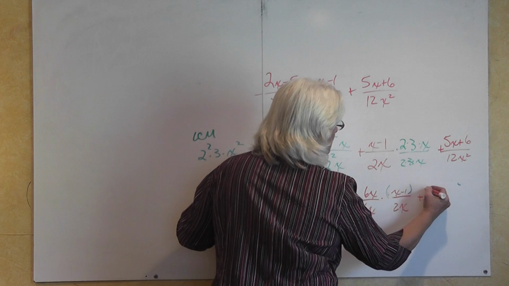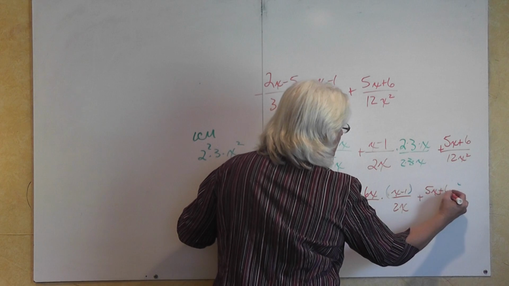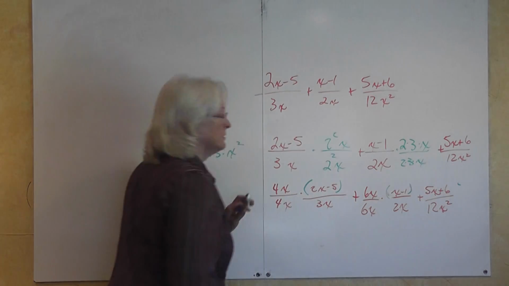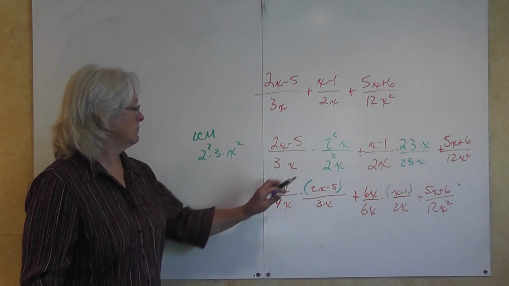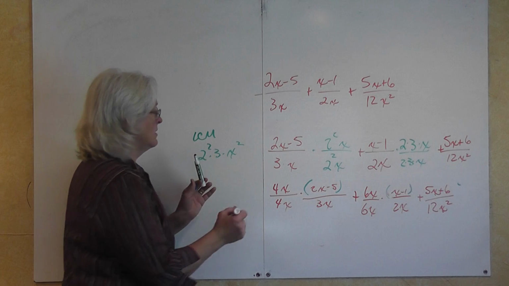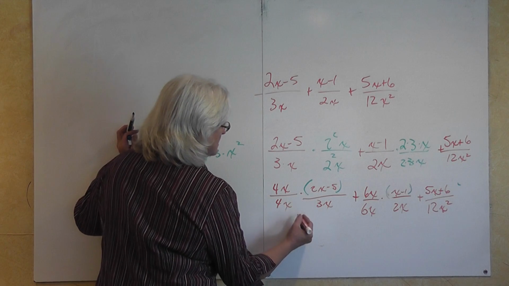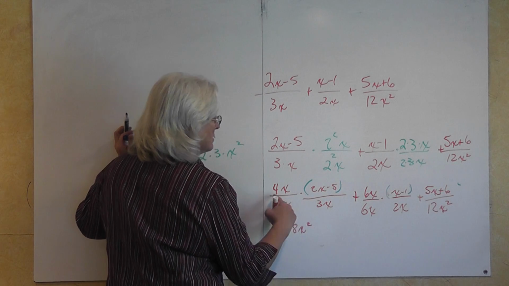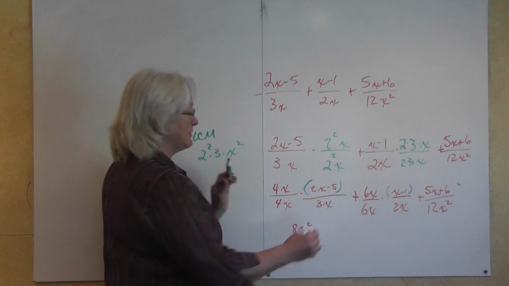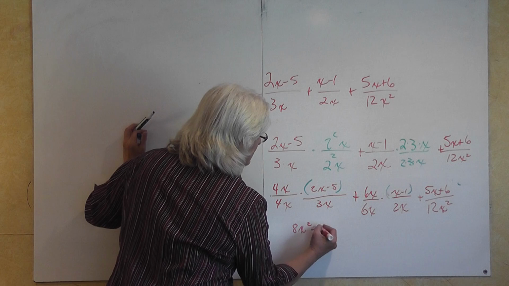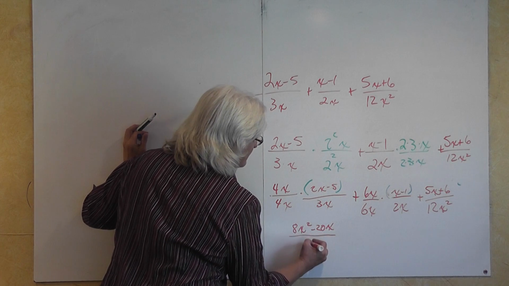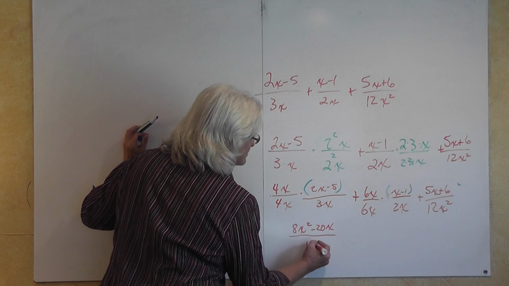Plus 5x plus 6 over 12x squared. What do we do next? We multiply. 4x times 2x, 8x squared. 4x times a negative 5, negative 20x. All of this over 4 times 3 is 12x squared.